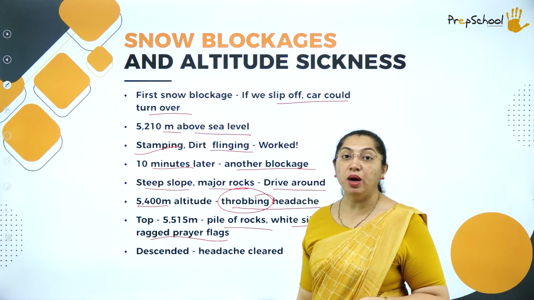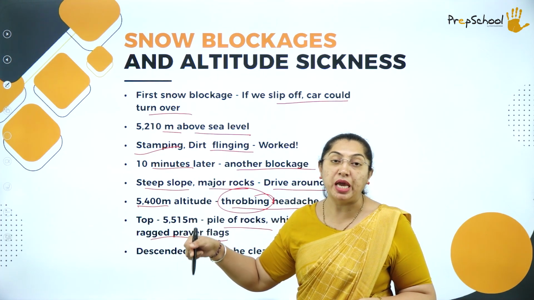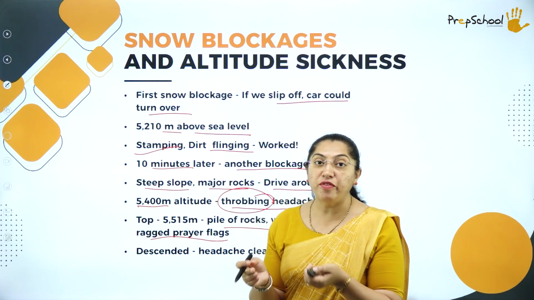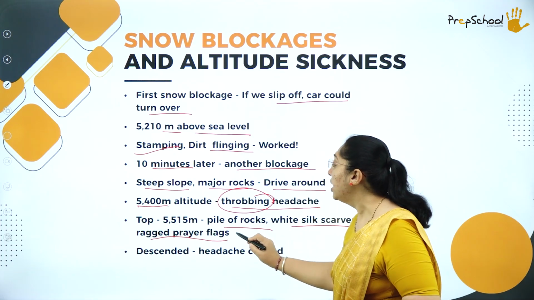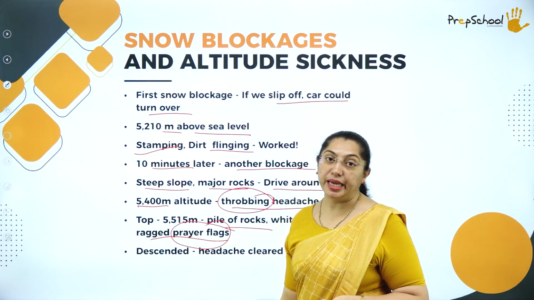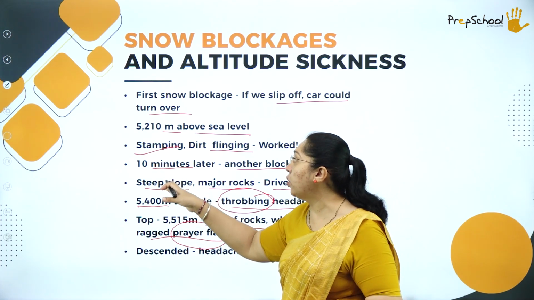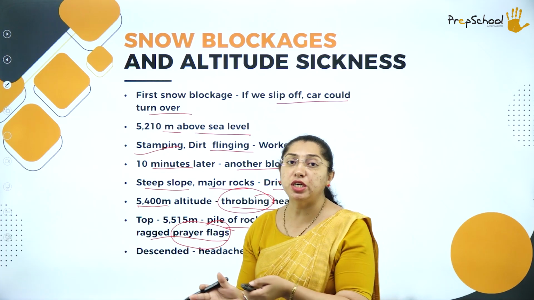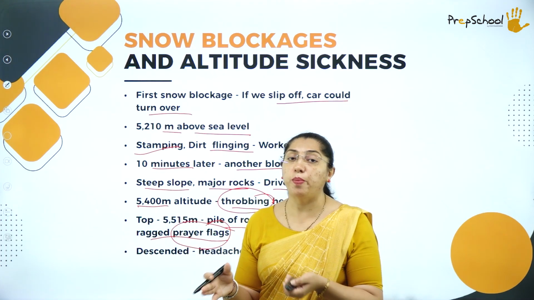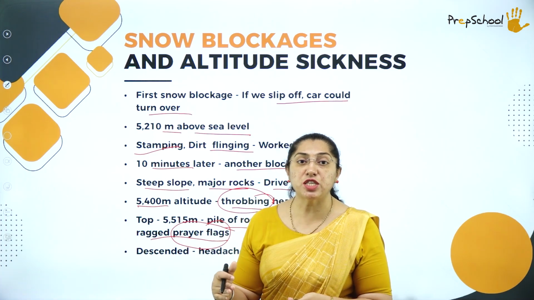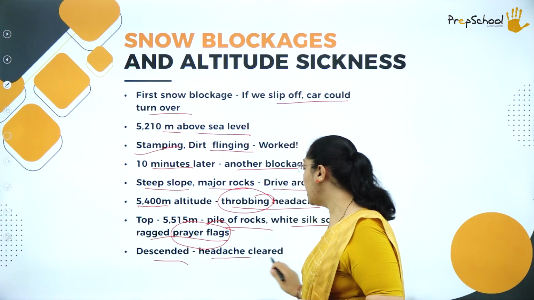At the top, 5,515 meter altitude: a pile of rocks, white silk scarves, and prayer flags. They reached one of the peaks, 5,550 meter. When they reached that peak, they could see where other people who had reached this place had kept these flags. At last they somehow managed. As I told, it was steep. They took the turn, turned around and reached the peak. It was a slope, but somehow they managed to take the turn and reach that place. Descended, headache cleared.